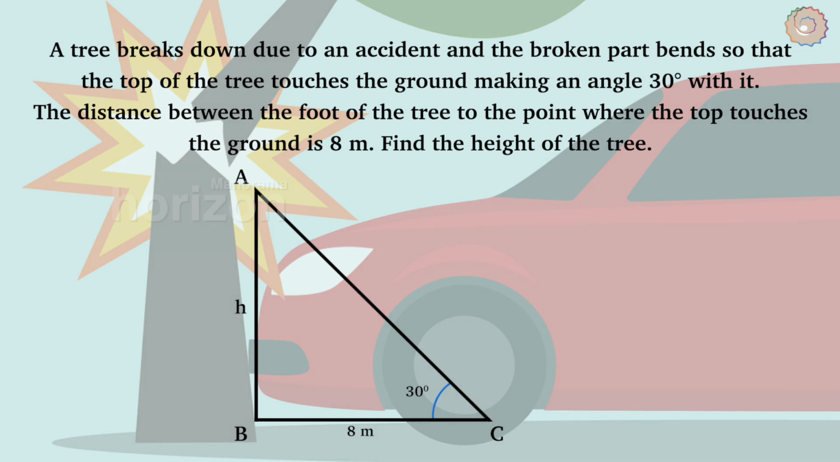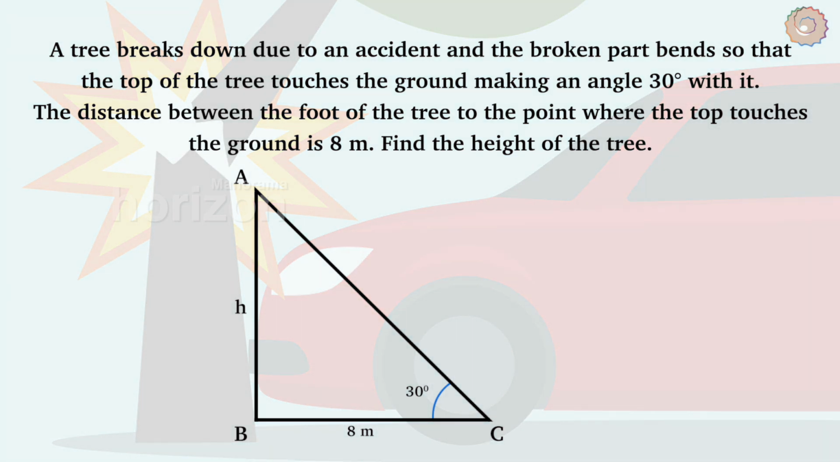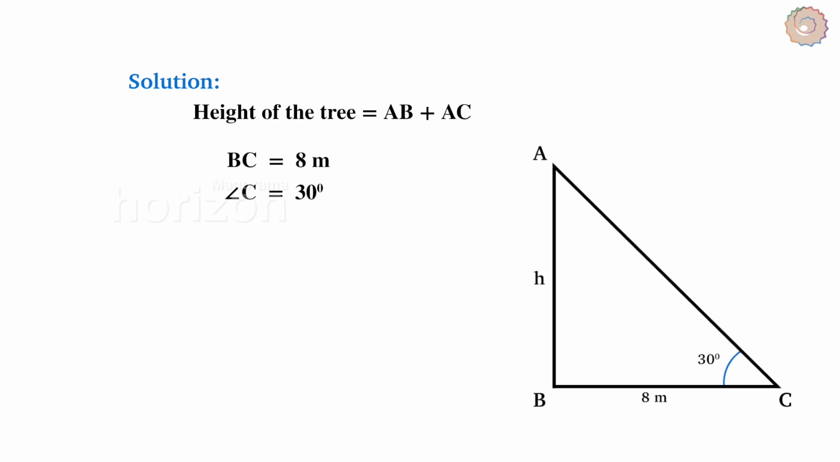As mentioned, BC is 8 meters and angle C is 30 degrees. We get tan theta by taking opposite by adjacent, which is equal to AB by BC, which is equal to H by 8 meters, which is equal to tan 30 degrees. We know that tan 30 degrees is 1 by root 3. Therefore, we substitute the same. Solving for H, we get 8 by root 3.